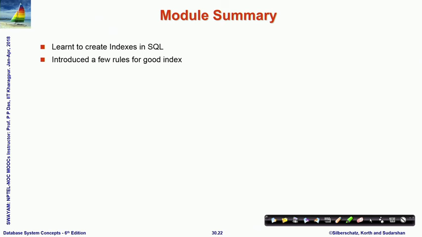So, this summarizes our discussions on indexing and hashing. In this particular module, you have learned to create an index in SQL and been introduced to a few rules for a good index. Overall, in this week, in all the 5 modules, we have learnt about how to speed up query processing, how to speed up the execution of access, insert, delete queries in your database through its lifetime, and we have looked at various different indexing schemes. We have looked at hashing and made comparisons.